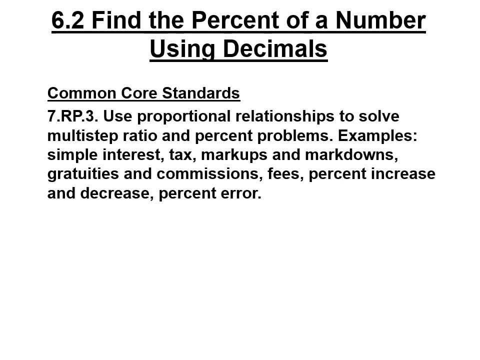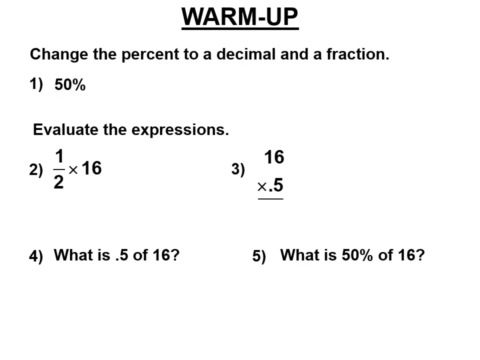So in 6.2, we're going to find percent of a number again, but we're going to do problems that are better off using decimals. So 50% to a decimal and a fraction. All right, so we learned a shortcut for this, right? You move the decimal twice and you get 0.5, and then that 0.5 is 5/10, but that simplifies to 1/2. We're going to be using decimals today.